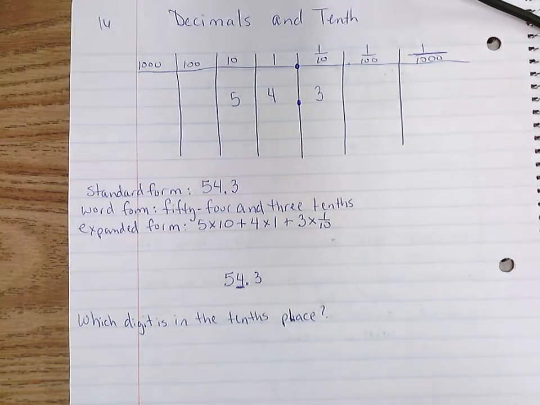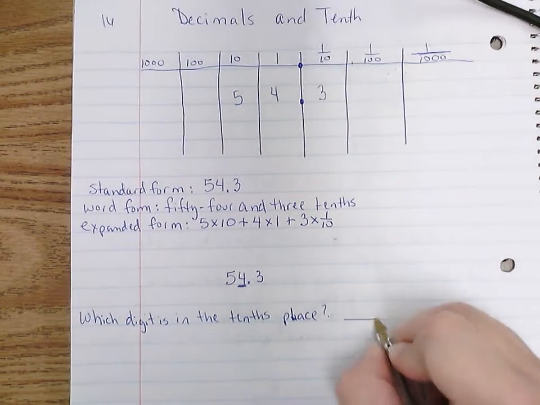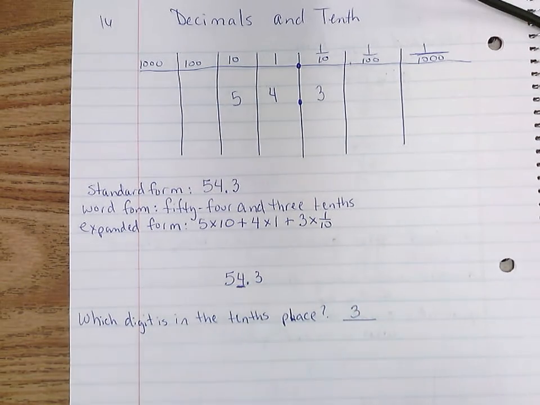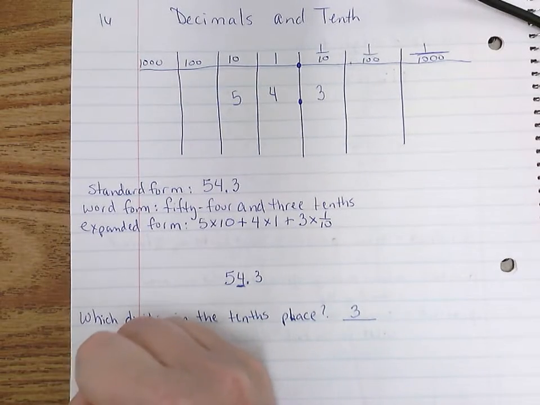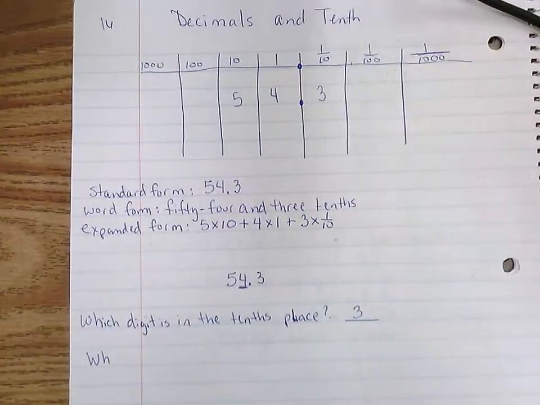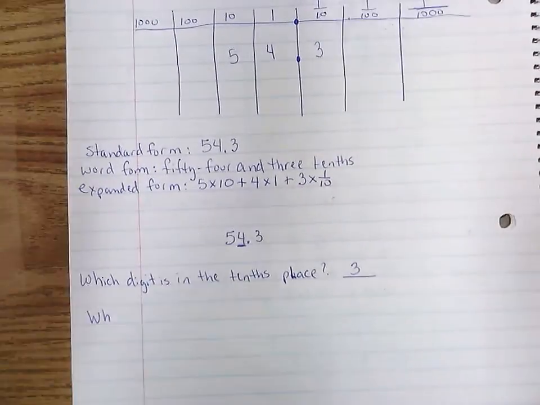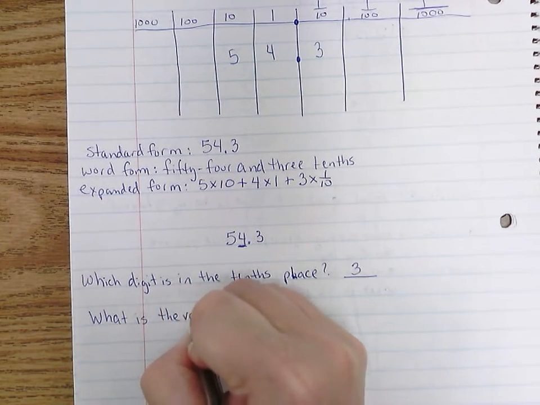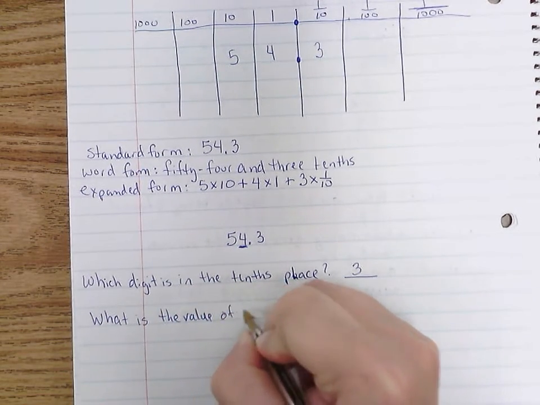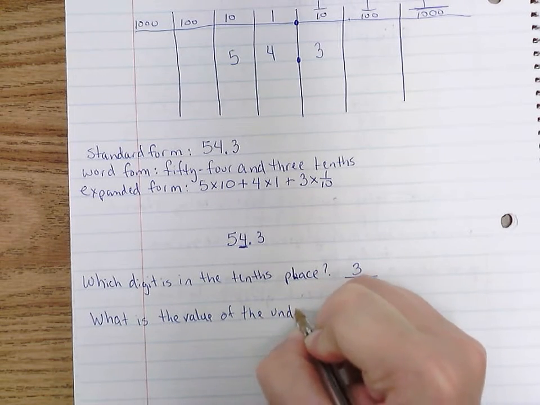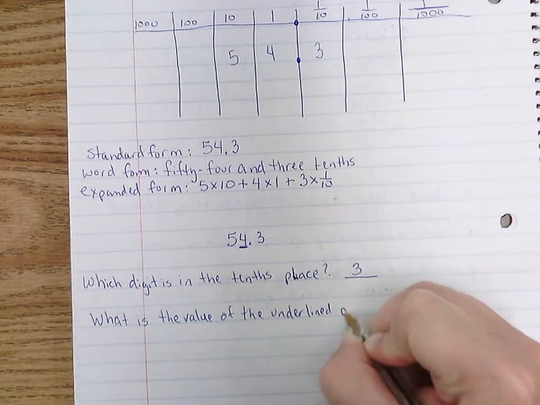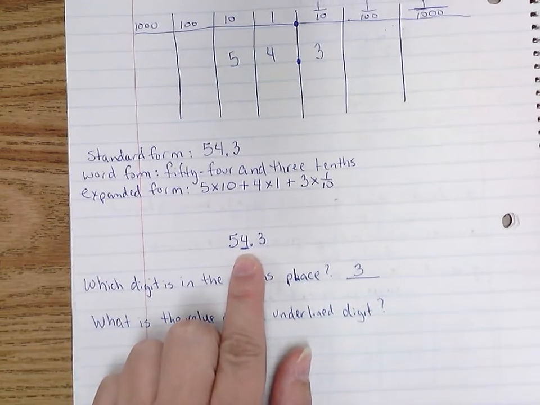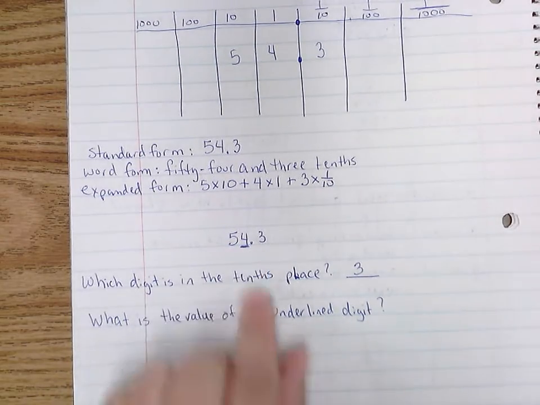With the tenths place, little line. Well, which digit is in the tenths place? The 3 is. Just so we can see a little bit better, sorry about that. What is the value of the underlined digit? So I'm asking, what is that value of that 4 right there that's underlined? Well, that 4 is in the ones place, so the value is 4.